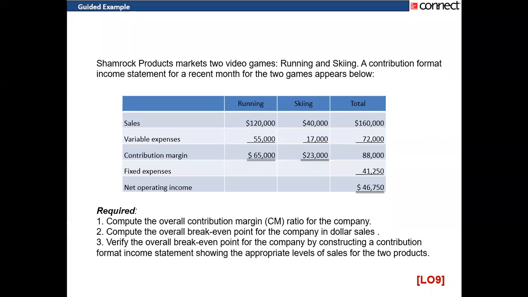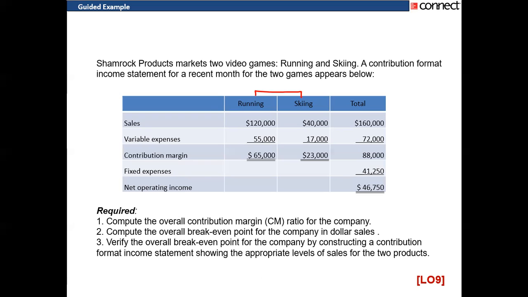You'll see the numbers presented here a little bit different from the numbers you see in your text because of the changes in addition. That is not a big issue, but overall the problems are similar as long as the exercise numbers are the same. Okay, so the breakdown of the two games has been given in terms of a contribution format income statement, and the total amount is also given.